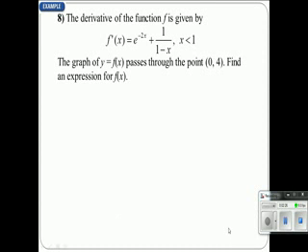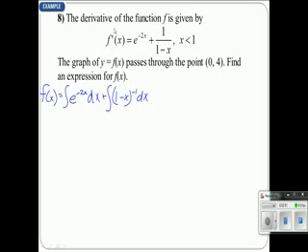Number 8. All right, I think this is an IB question. Oh, sorry. The derivative of the function f is given by this. So this is our derivative function, and we're going to find f knowing that it passes through (0, 4). Okay. So the first thing here is I know that f is going to be defined as the integral of all of this, of the derivative.